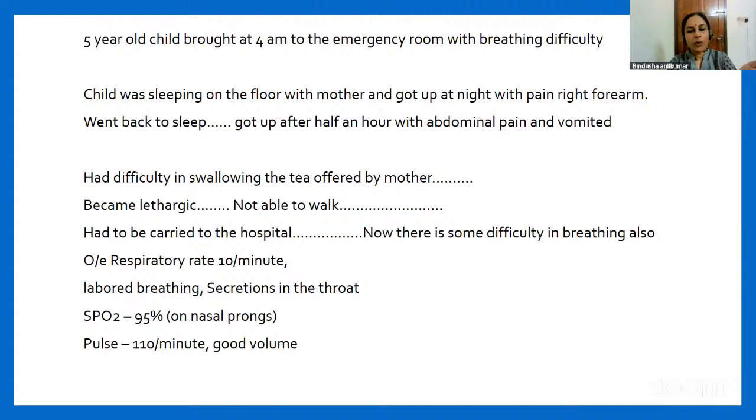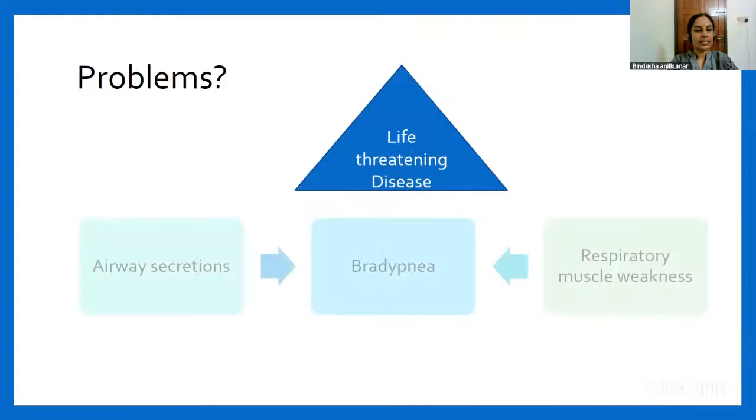So over a few hours, the neurotoxicity or the paralysis progressed. Here you can see that the patient is having bradypnea. The respiratory rate is only 10 per minute and the baby is having labored breathing. At the same time, the saturation is maintained. Even though the patient is on nasal prongs, the saturation is maintained. Here, the major problem will be ventilatory failure.